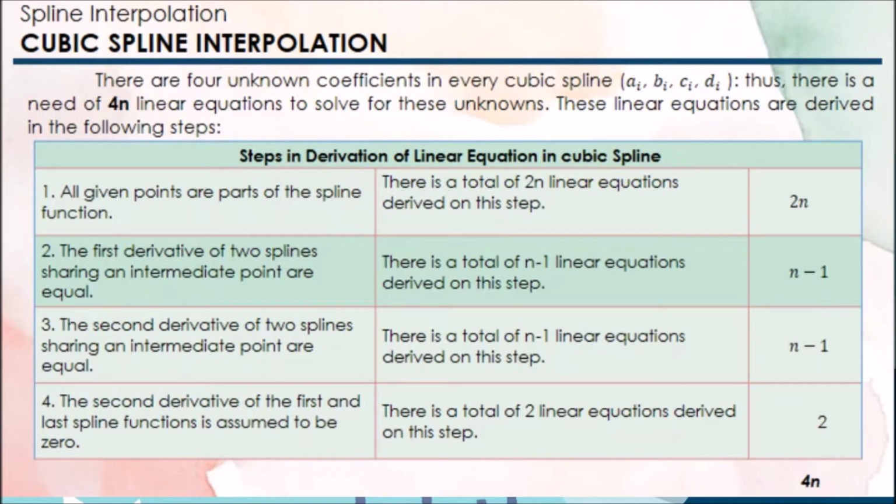And third, the second derivative of two splines sharing an intermediate point are equal. So there is a total of n minus 1 linear equations derived on this step. So again, that is n minus 1. The second derivative of the first and last spline function is assumed to be 0. So there is a total of 2 linear equations derived on this step. So taking the sum of these, we have 4n.